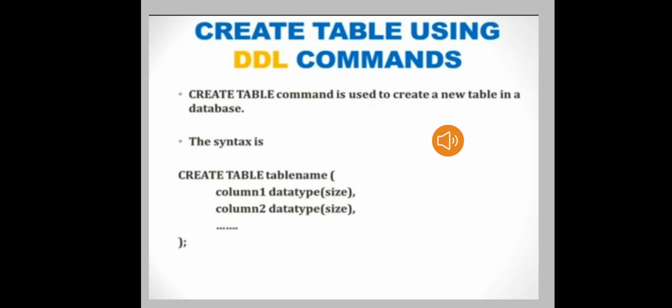Create table, then you specify the table name, column 1 data type and size, then column 2 data type and size, and the statement ends. This is how you create a table using the DDL command.